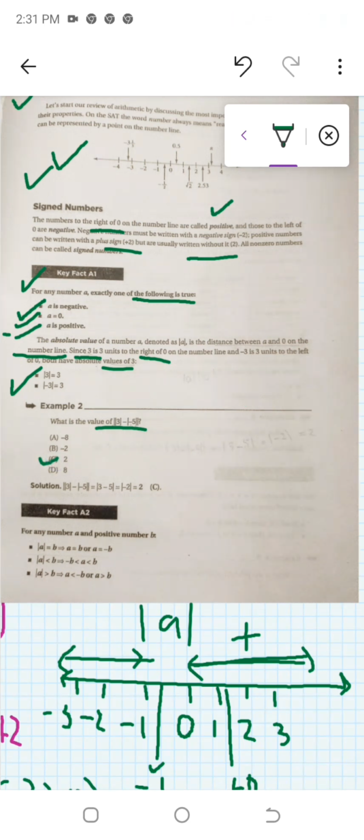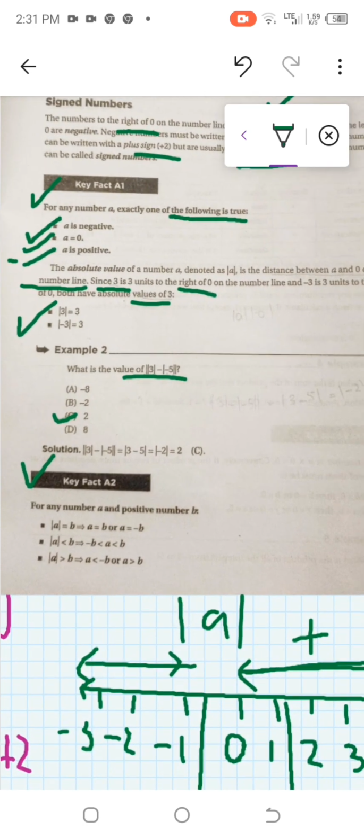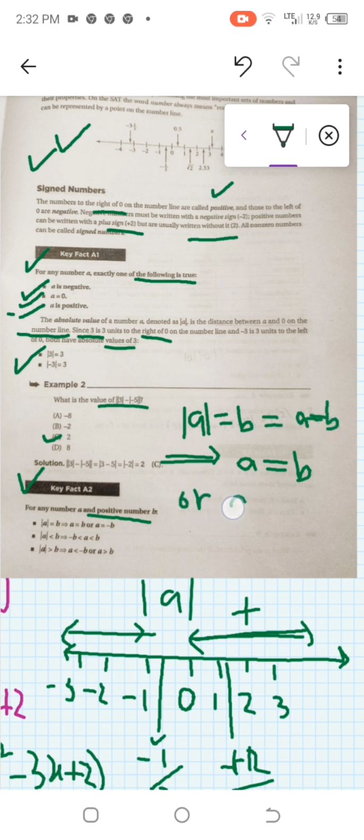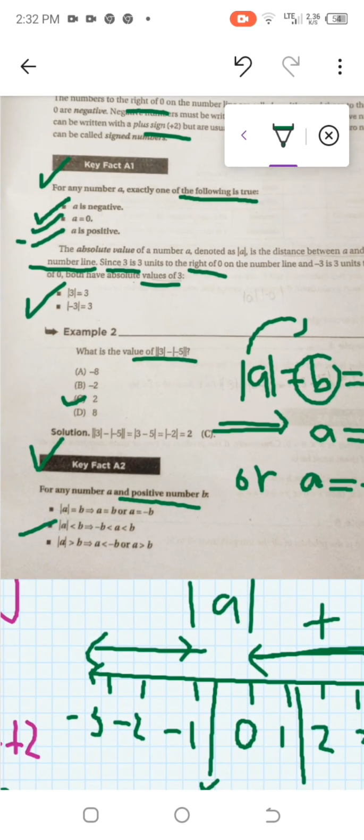Okay, so now moving towards key fact number 2, in which they are saying if any number a and positive number b, कोई भी number a हो या positive number b हो, like it can be written as, like here the value is given |a| = b, so this value can be written like a = b, क्योंकि बार से निकल के आएगी, and this value can be written as a = minus b, क्योंकि ये बाहर से निकलेगी, so either it can be minus, ये minus हो सकती है. Okay, so these are some conditions in which the value can be written like this.